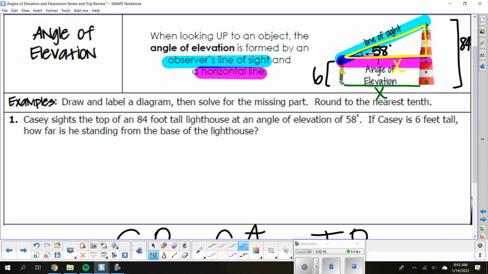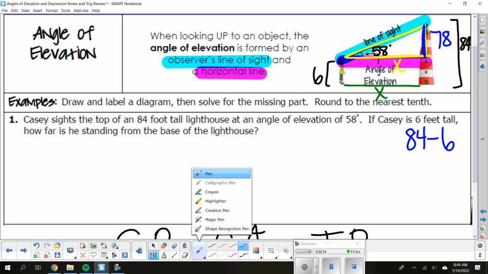Well, I can find the height, because I just need this amount of it, and I need to find that by taking Casey away from the lighthouse. So if I do 84 minus 6, I'm going to get the height of the lighthouse, taking Casey out of the equation. So just be careful if it's not on the ground that you're looking to take out what you need to take out.